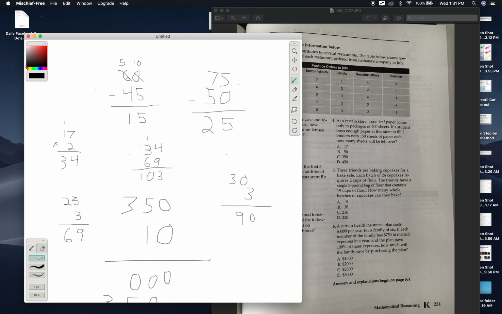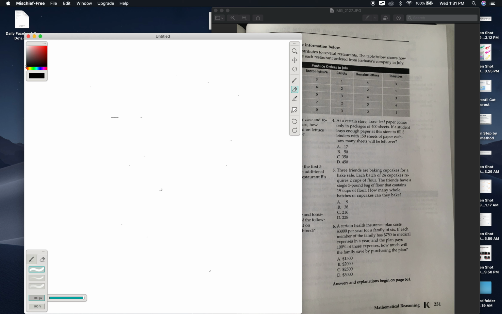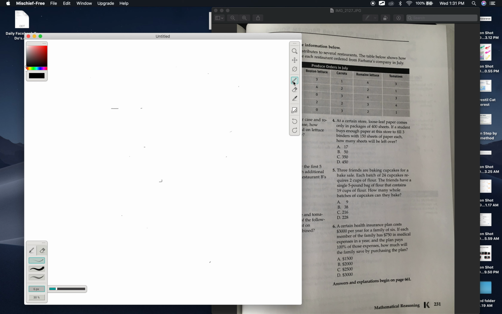Let me see if I can clear this whole page real quick. Again, this is my first time using this, so let's see what that does. I know that erases. Let me make the pixels on that bigger. It's getting a little messy here. It may get a little confusing. Perfect.